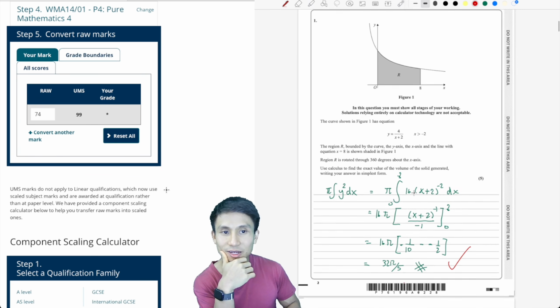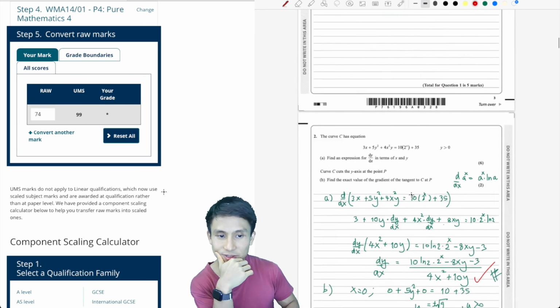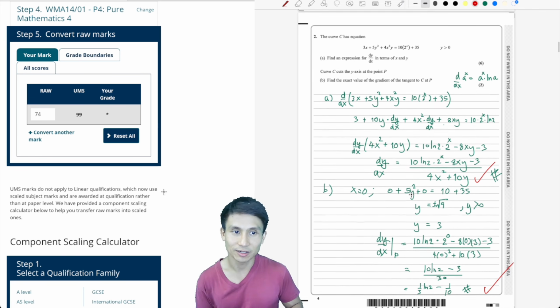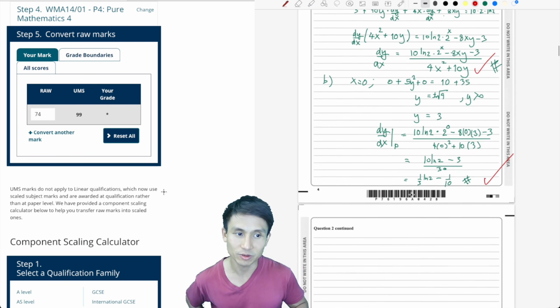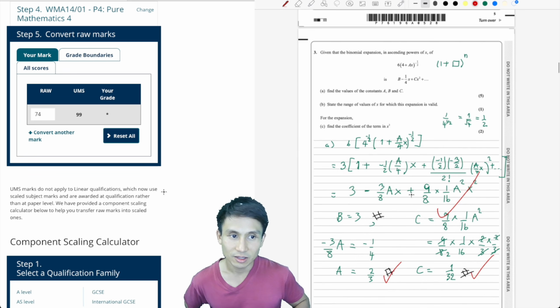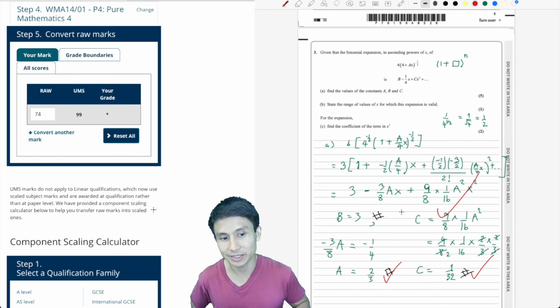I think this one is fine, solid of revolution. This one is implicit differentiation, so just be careful with the long term everything. This one, yeah, binomial expansion. There's no particular point here that I need to stress.